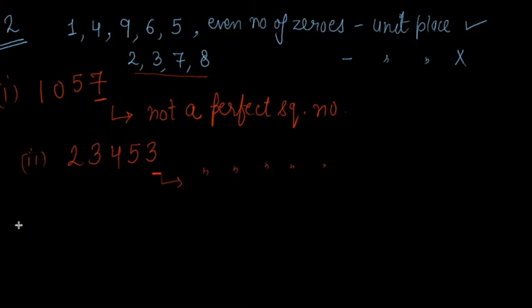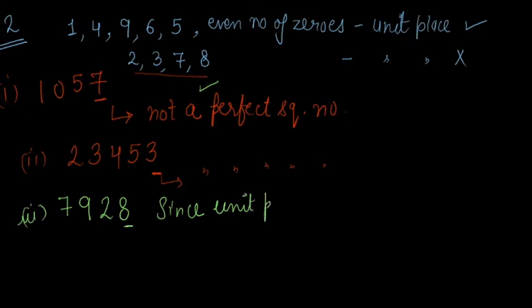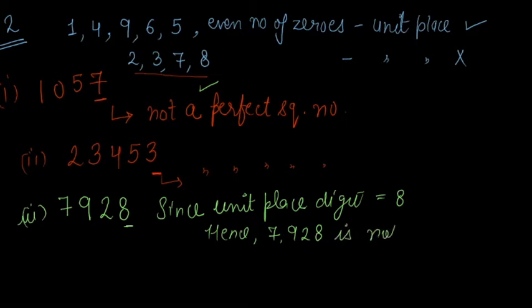Okay? Now, the third number of this question is 7928. Now you see the unit place digit is 8. 8 is again listed in the non-perfect square numbers category. So again, since the unit place digit is 8, how will you write the reason? Since the unit place digit is 8, hence 7928 is not a perfect square number. That is how you are going to write the reasons for all the questions.